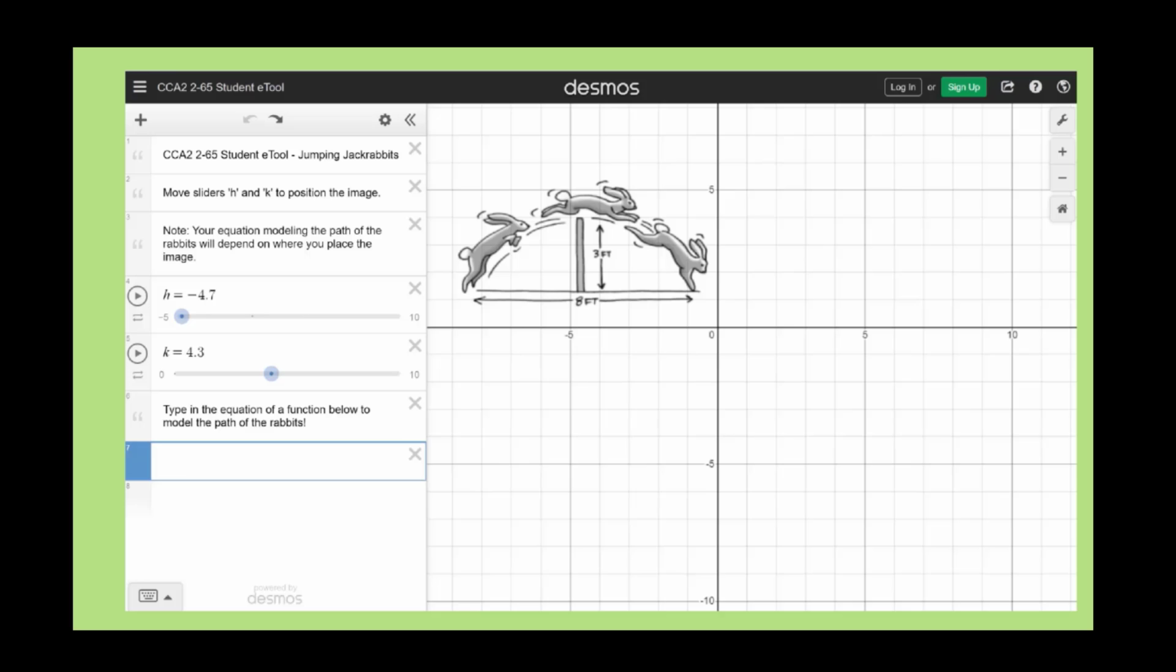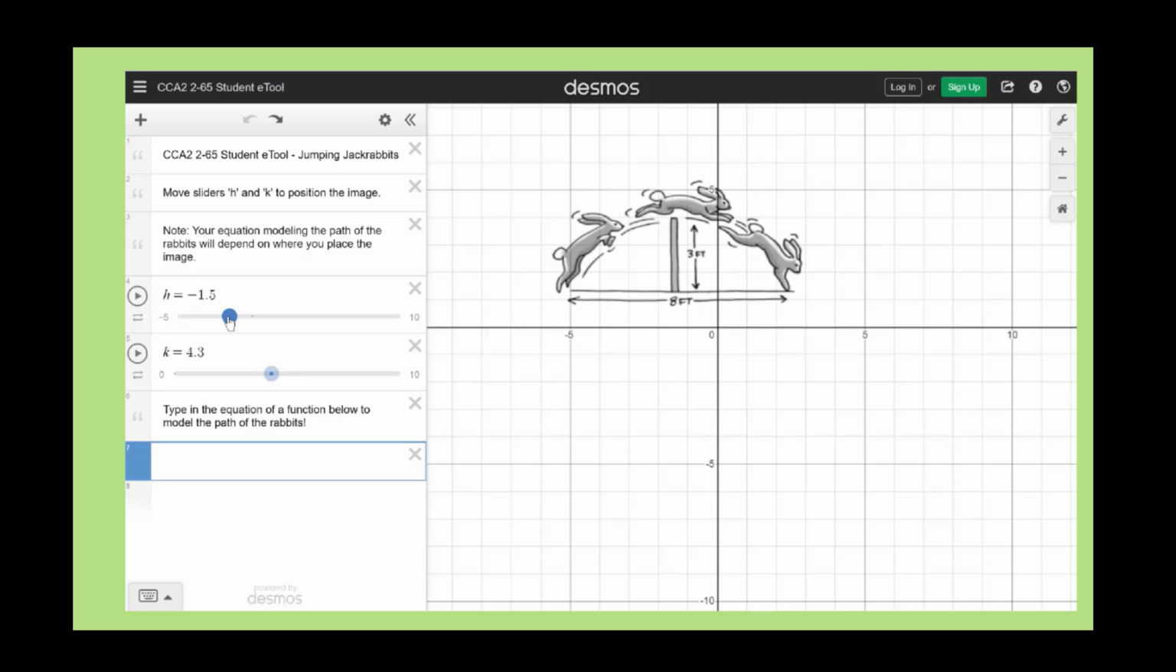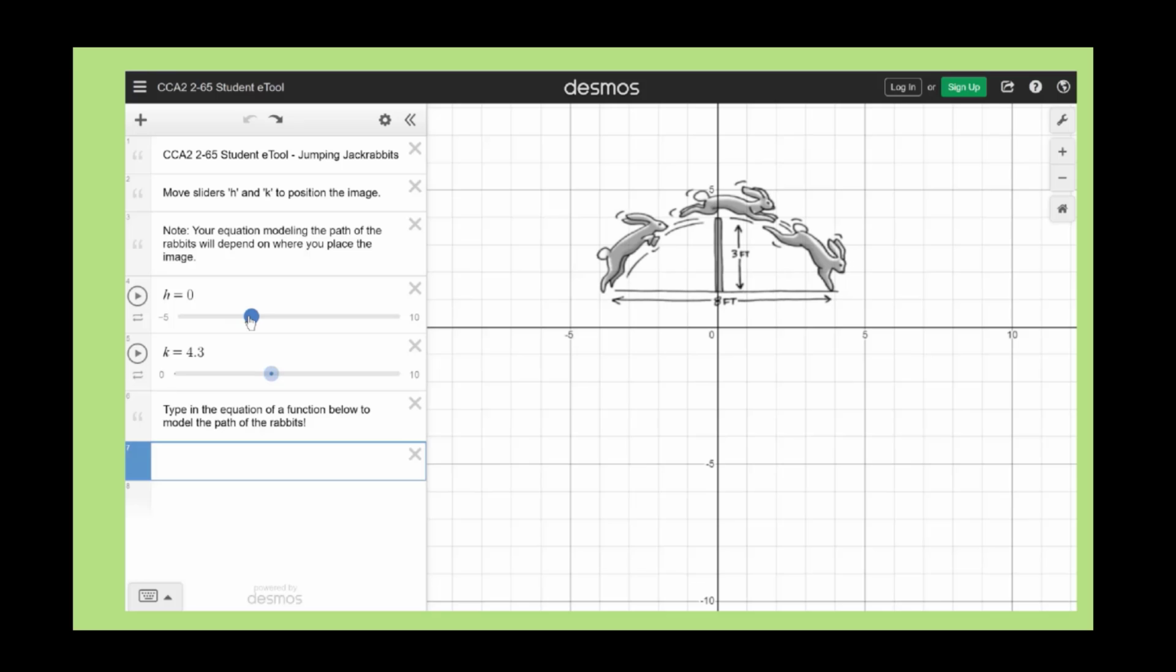All right, so this is 2-65's student e-tool with our jumping jackrabbits. And so you can see here it's given us a slider of H, and it's given us a vertical K slider as well. And the H, by the way, is horizontal. So I want to move that slider so that I get this diagram over so that the fence is on the y-axis and this ground level is on the x-axis. So I'm just going to move this, and so I'm pretty sure I want H to be 0. So I'm going to go ahead and do that because I don't want any shift. All right, so it's at 0, and you can see how it's lined up there.